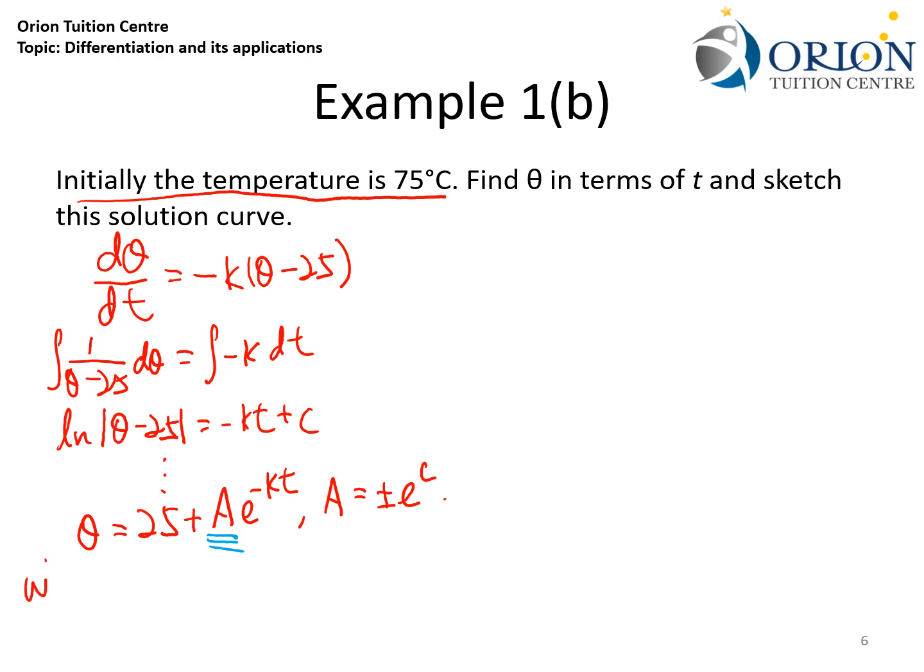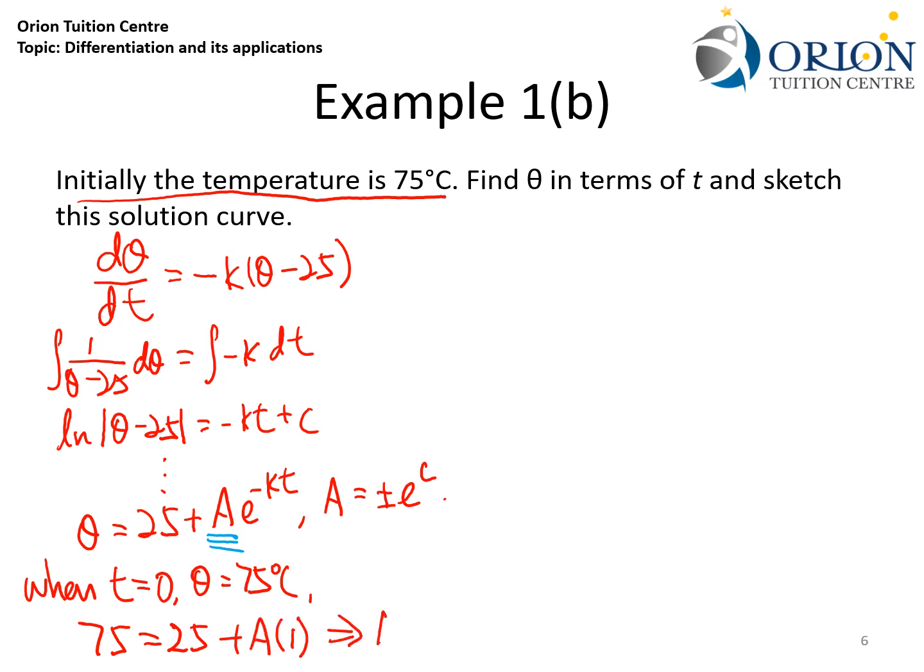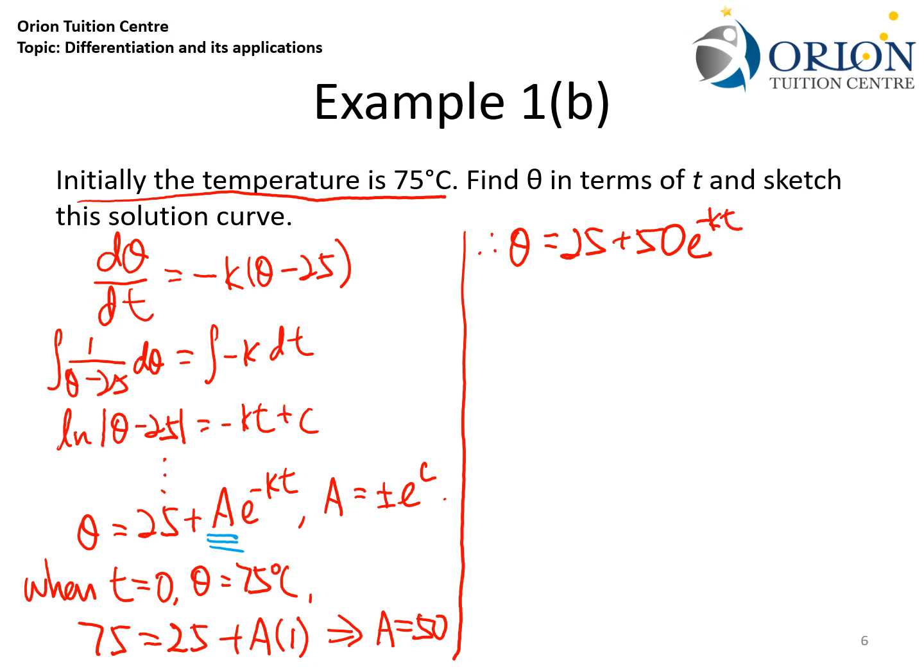We know that when t = 0, θ must be 75 degrees C. So 75 = 25 + A times e to the power of 0, which is 1. Therefore, we know that A must be equal to 50. With this, we can write down the particular solution: θ = 25 + 50e^(-kt). And we can now sketch the solution curve.